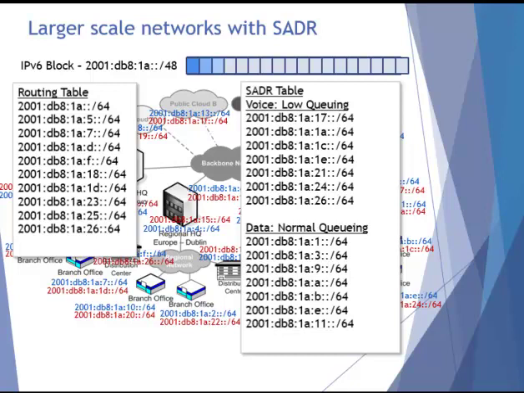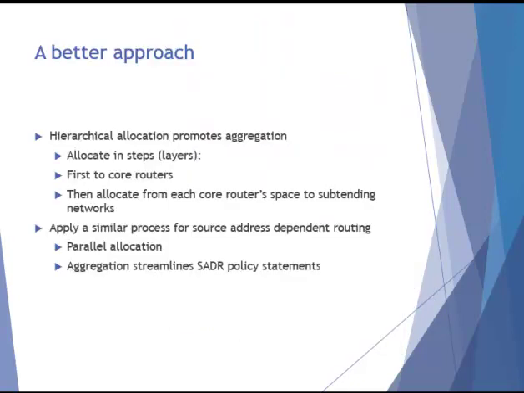And so you can see that even for this very modest sized network of a couple dozen sites, I end up with a large amount of routing table information that's being communicated on my backbone, as well as each router needing this SADR implementation. At least at the core, each branch office and distribution center can be more restrictive in that regard. But let's take a look at a different approach, a better approach.